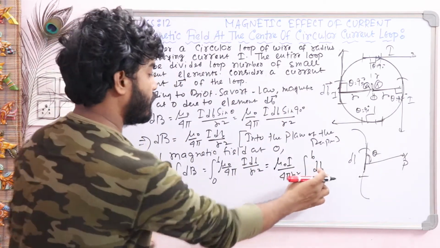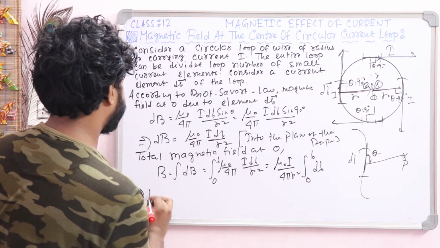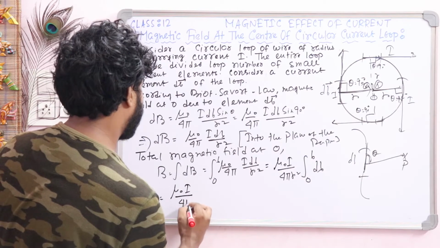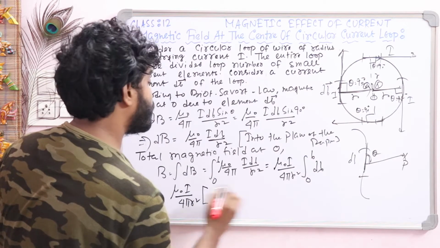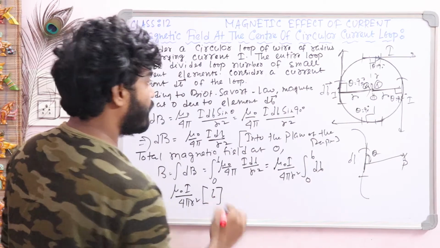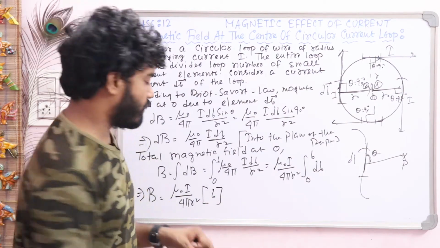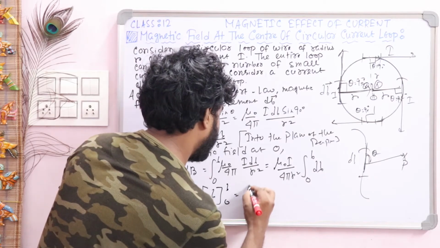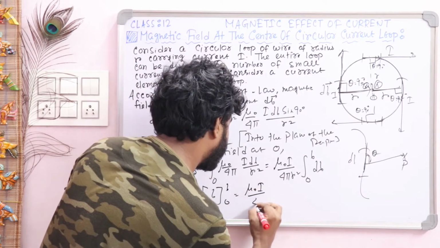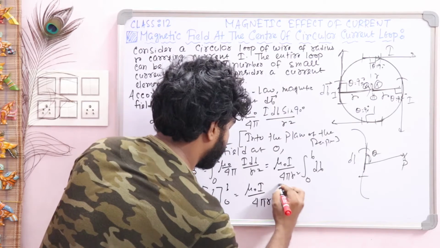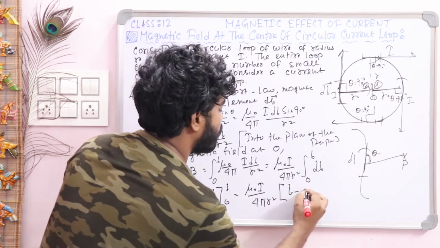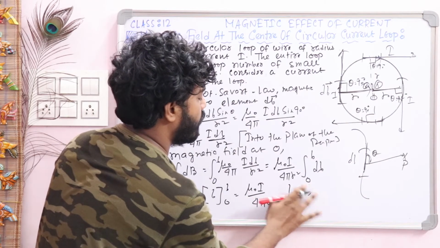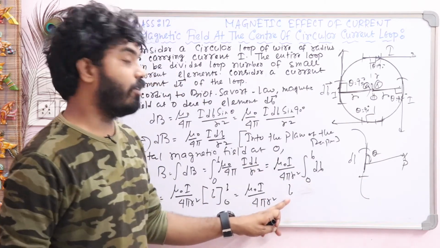Now integrate. So B will be mu naught I by 4 pi R square, times the integration of del L, that is L, as you know the integration of dx is x. So this one is 0 to L. Now putting the value, mu naught I by 4 pi R square, times L minus 0, that is L. You can write L. Now, what is the value of L?